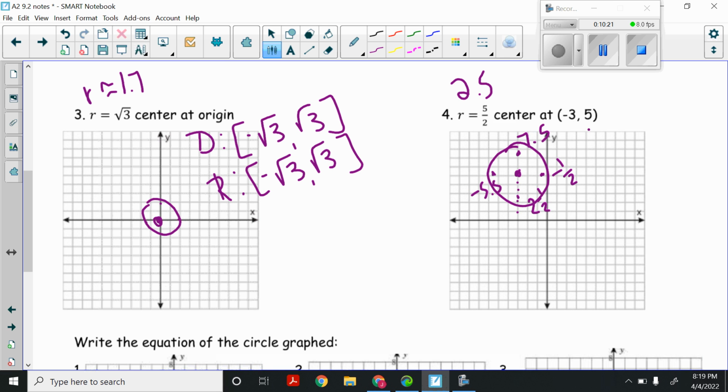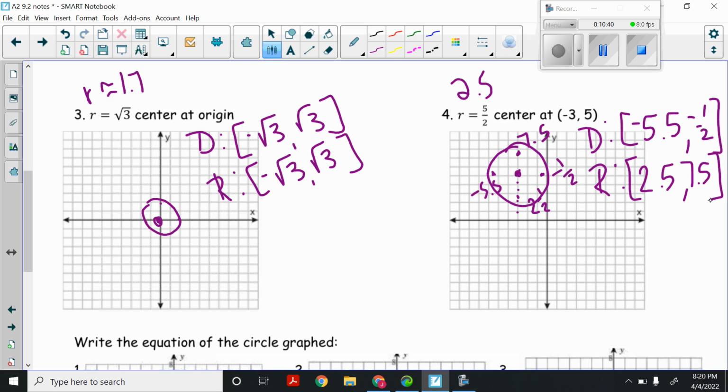A circle. The reason I wrote down those numbers was so I could find my domain and range. So my domain, the smallest x was negative 5.5. The biggest x was negative 1/2. My range, the smallest y was 2.5. The biggest y was 7.5.